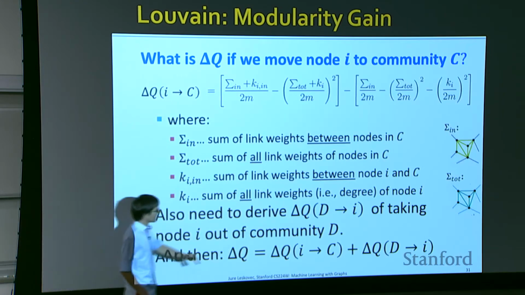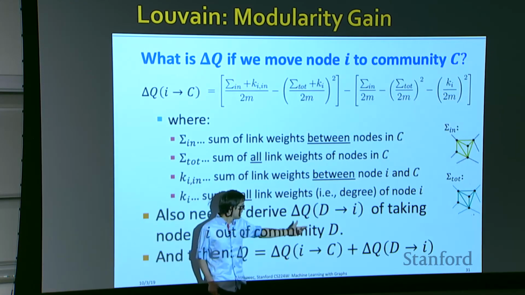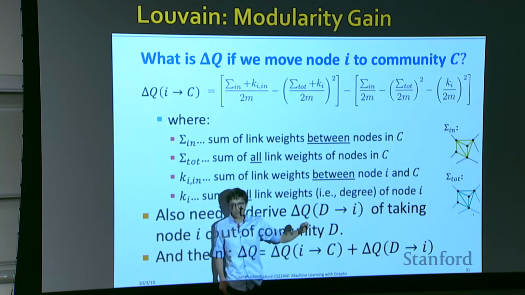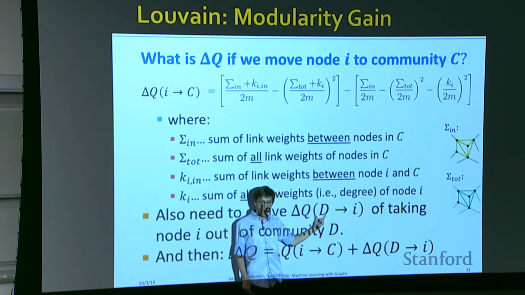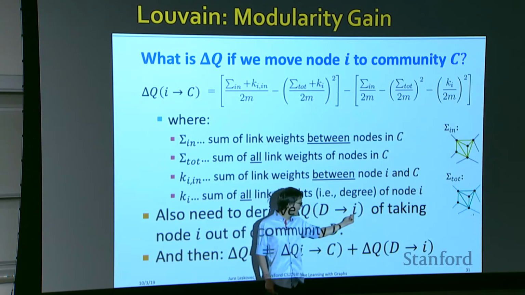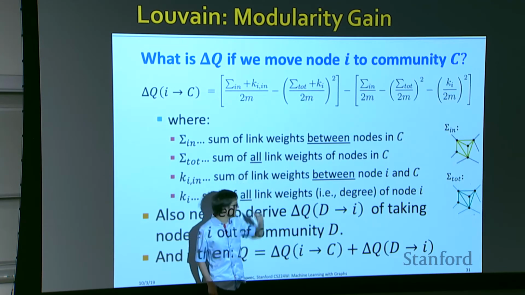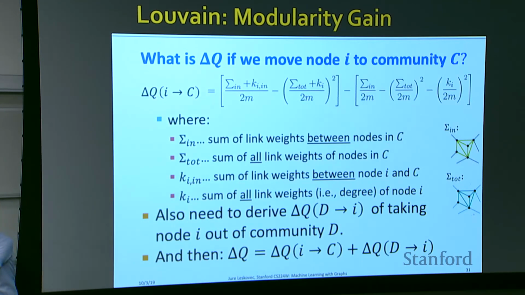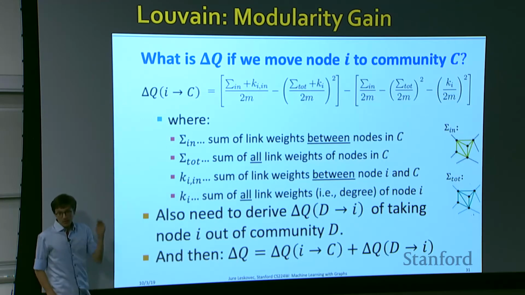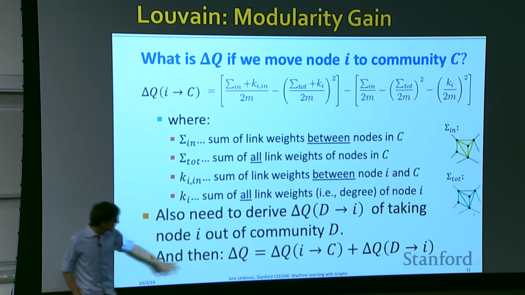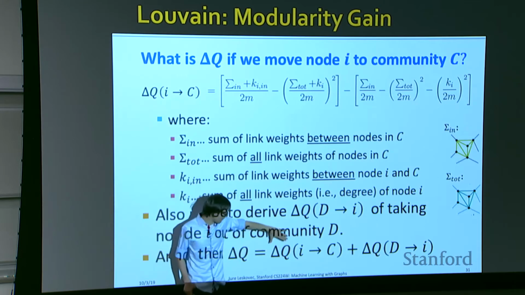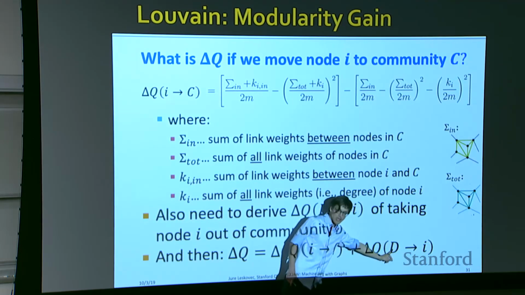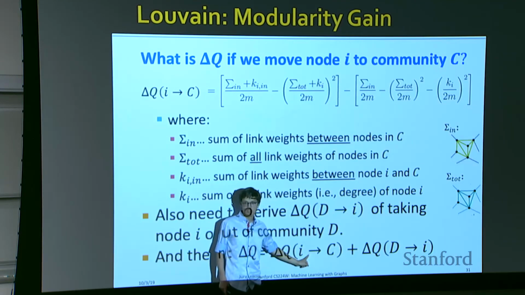What I also need to derive is the other side, which is how much modularity will change if I take node I and move it out of the current community. Right now node I is a member of D. I take I out of D and put it into C, so I need to account for this change twice: taking it out and then putting it in. This is only the putting-it-in part, half of it. Then delta Q is the sum of how much modularity changes when I take node I out of D and put it into C.